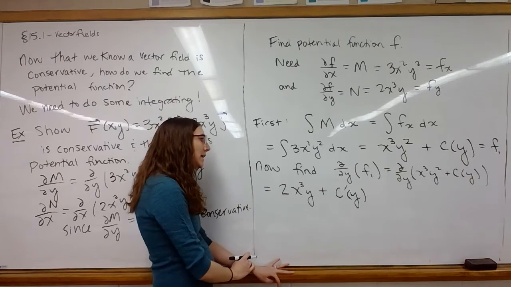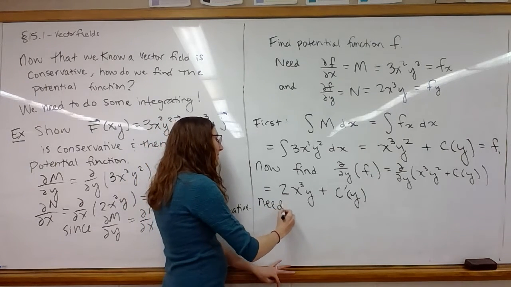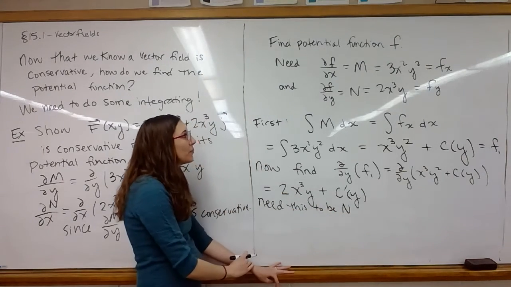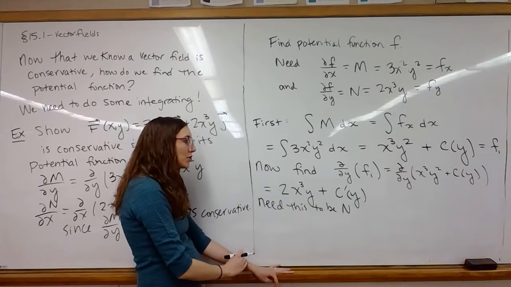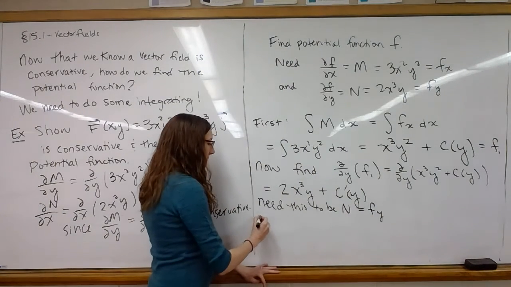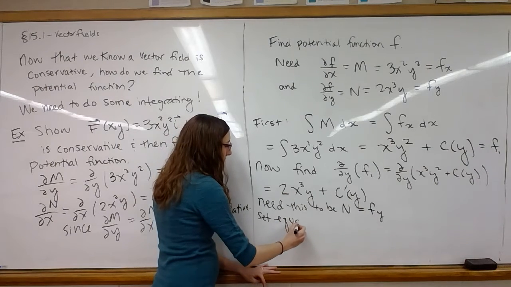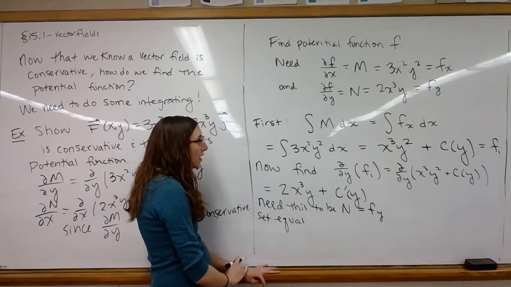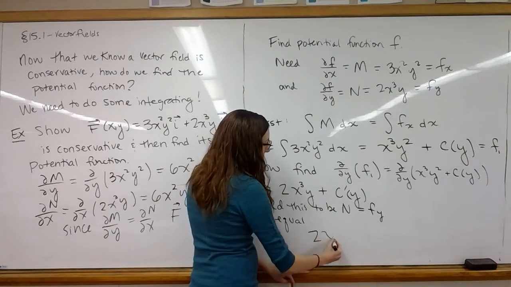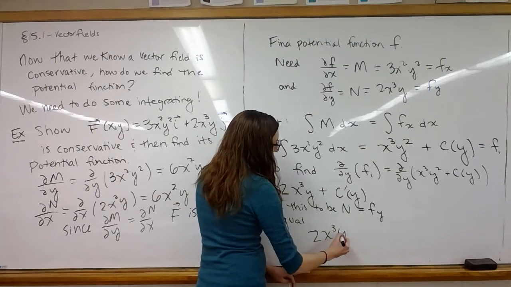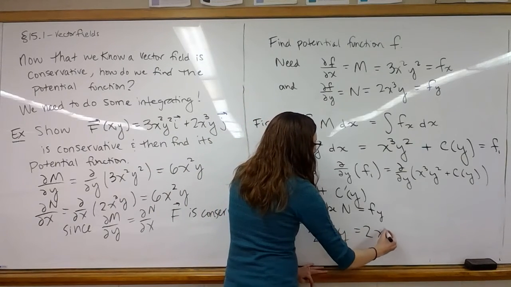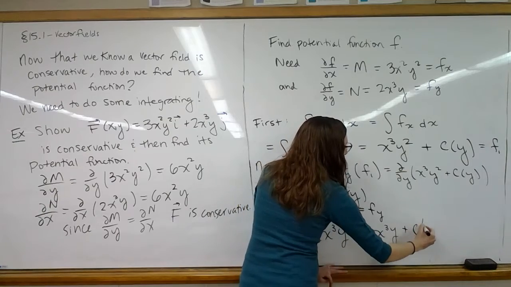Now, if we think about what we need, we need this to be n. We need that to be that little f sub y. It should be the same. So let's set them equal. So n up top, f sub y, was 2x cubed y. And then this new expression we just got is 2x cubed y, but plus c prime of y.